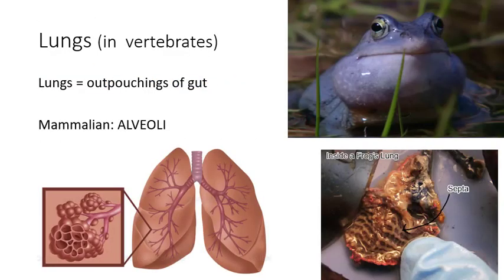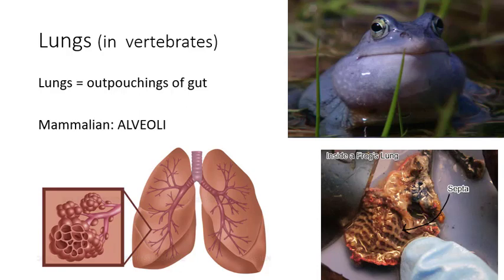Now let's look at lungs that are found in vertebrates. Lungs are little outgrowths from the digestive system. Many fish actually have lungs, or swim bladders, some of which are used to breathe air. If the fish lives in very oxygen-poor waters, breathing air can be a distinct advantage.